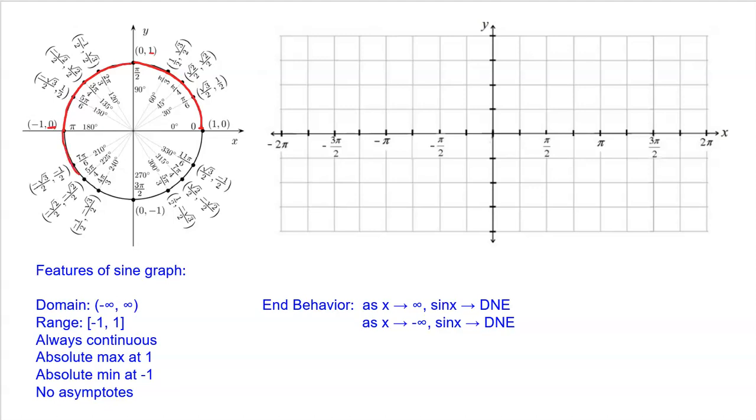Now the y-coordinates are negative, more and more negative, until it reaches the absolute min of -1. Again, y-coordinate. And then it starts to go back up. It starts to rise and rise. It's still negative, but it's rising. And then it hits the full circle. And then guess what?